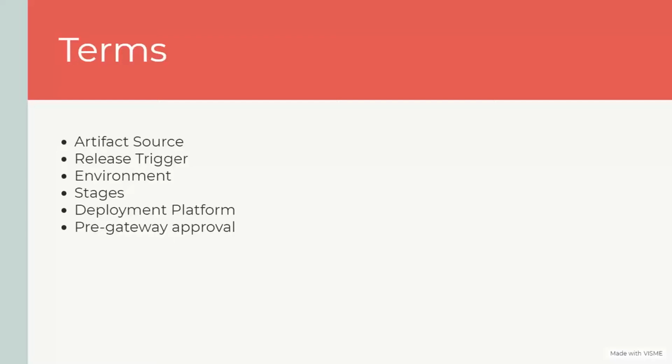Okay, the next one is the deployment platform. In the release pipeline, the final stage would be the deployment platform. As I said earlier, it can be anything. For example, in a scenario where they want to automate SQL schema changes to some server, the DB server would be the deployment platform.